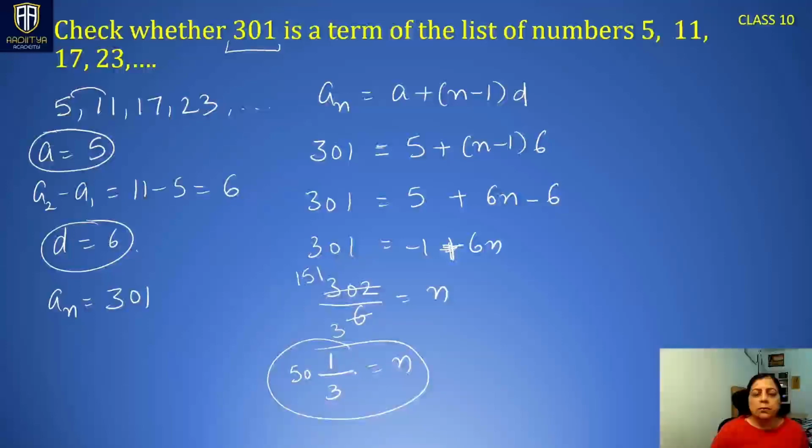The value of n is coming in fractions, and we cannot have the number of terms in fractions. This n denotes the number of terms. The number of terms can be 1, 2, 3, 4, positive integers. It cannot be a fraction. So we can say that there is no term whose value is equal to 301. So 301 is not a term of the given AP.